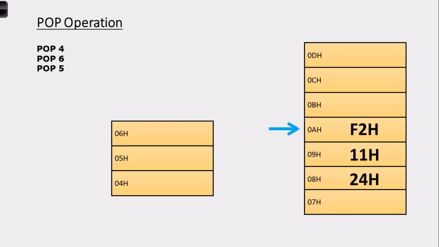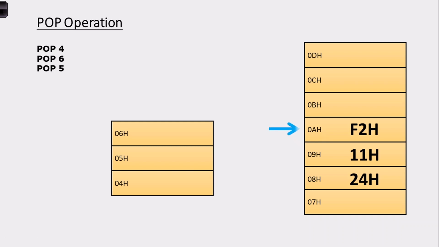Now let us look into the pop operation. In the previous example, we did the push operation and our stack pointer was pointing towards 0A hexa. If you look at this example, the maximum address location where the stack pointer has reached is 0A hexa.